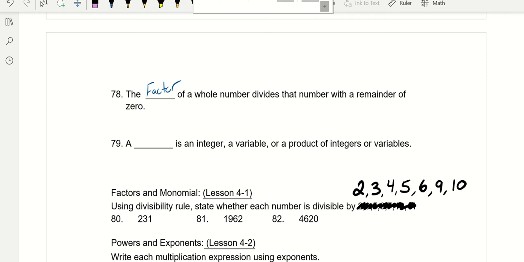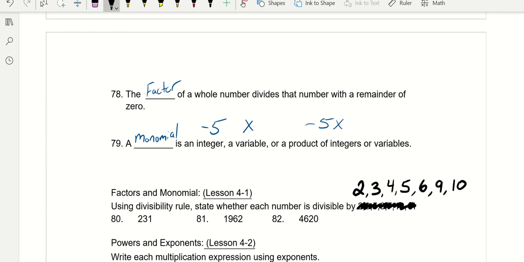A blank is an integer, a variable, or a product of integers and variables. So an integer would be like -5. A variable would be like x. And the product of integers and variables, that'd be like -5 multiplied by x, right? These are all monomials. Remember, the dead giveaway of whether it's not a monomial is if you see any addition or subtraction. All right.